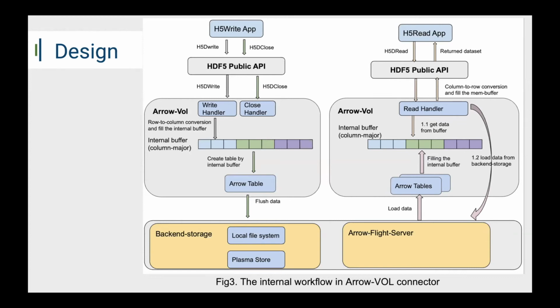when receiving the read operation, Arrow will first read the data from the internal buffer and convert the column major into row major to the output buffer. If the data does not exist in the internal buffer, it will need to load data from the backend storage to the internal buffer and then convert the data from column major to row major and fill the output buffer.